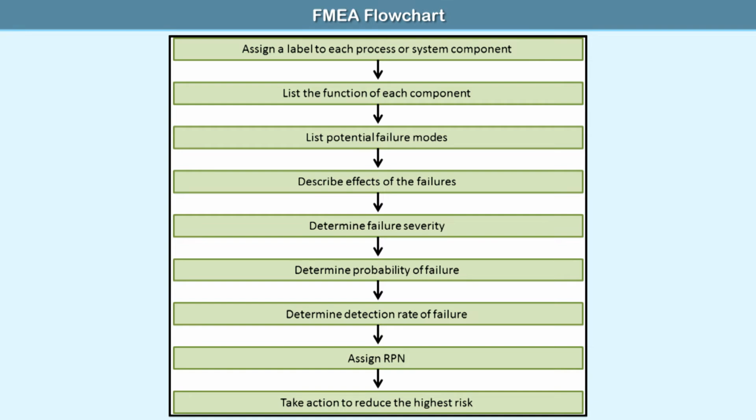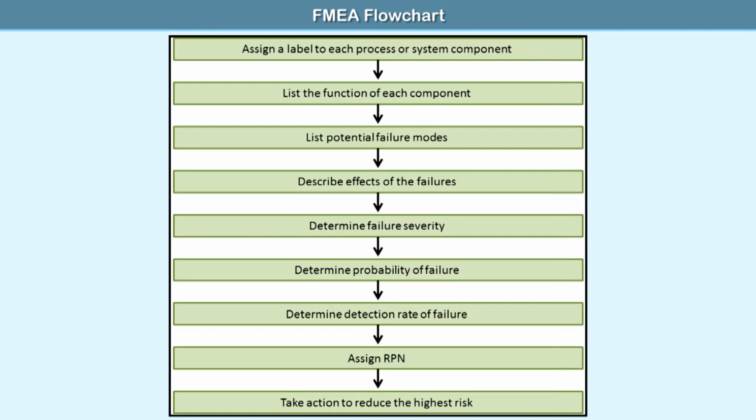Failures that could cause human injury would be the most severe. Rank these 1 through 10, 1 being least severe, 10 being most severe. Weight the probability of the occurrence on a scale of 1 to 10, 1 being least likely and 10 being most likely to occur.